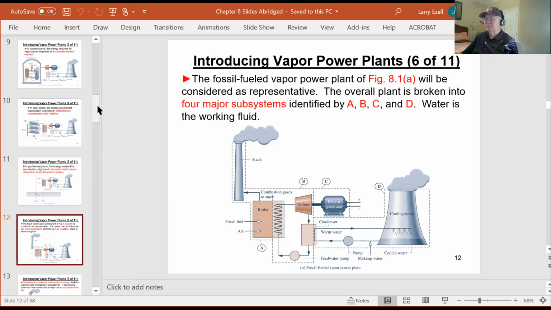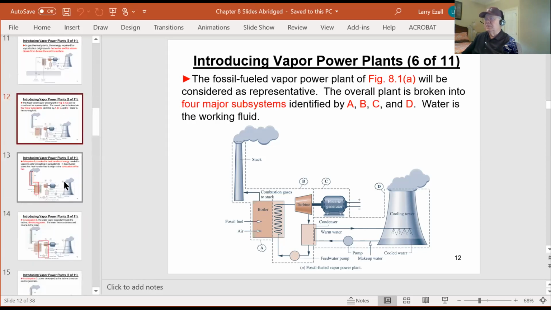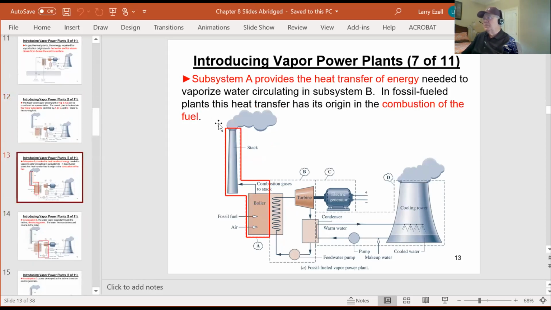So pull this down. They call this subsystem A. This is the boiler, and I'm going to have to read that to you. It provides the heat transfer of energy needed to vaporize water circulating in subsystem B. Subsystem B is pretty much the rest of the Rankine cycle. In fossil fuel plants, this heat transfer has its origin in the combustion of the fuel, generally coal.